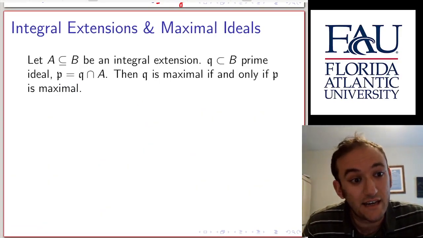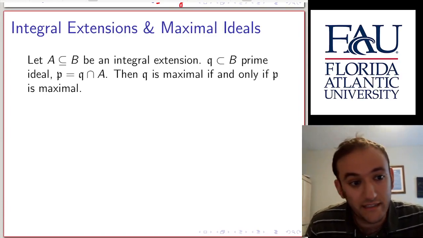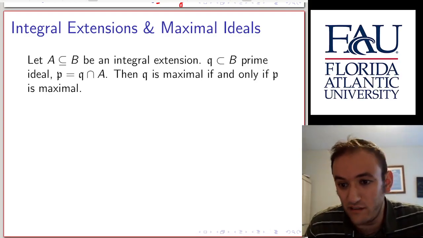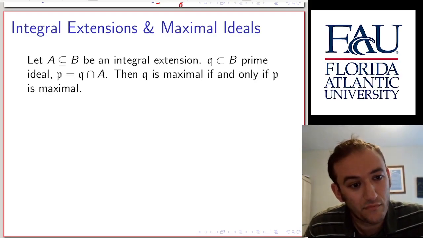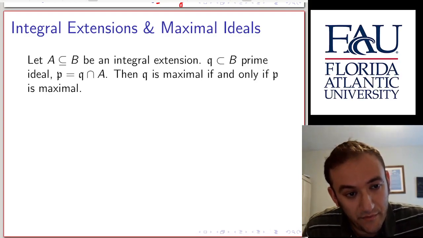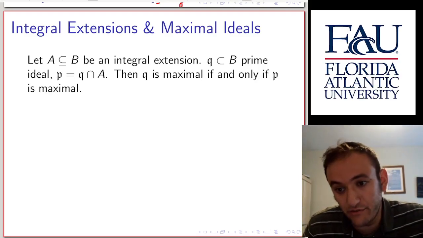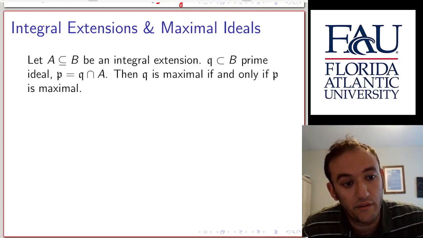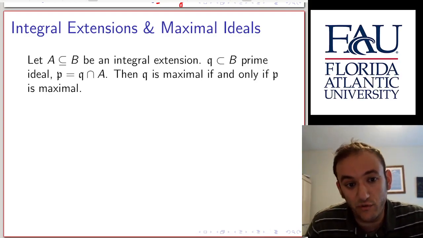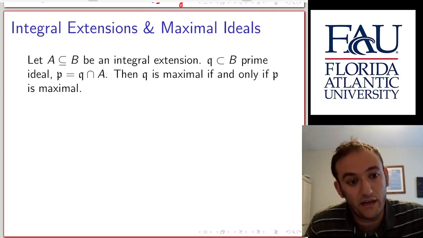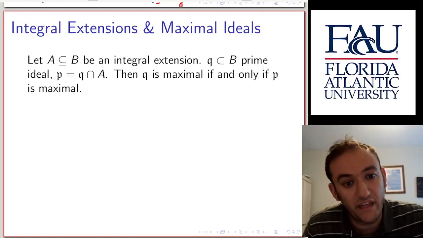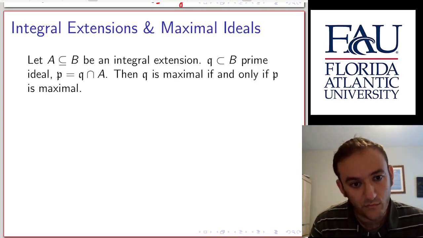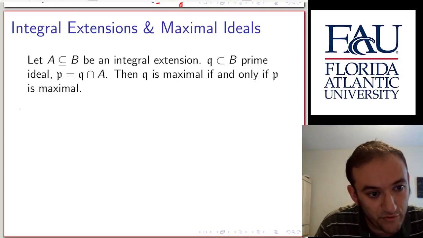Now we can discuss integral extensions and maximal ideals. This is another lemma going towards our Lying Over theorem. So let A be contained in B, be an integral extension, and Q in B is a prime ideal with P equal to the intersection of Q with A. Also a prime ideal, obviously. Then Q is maximal if and only if P is maximal. So let's prove this.